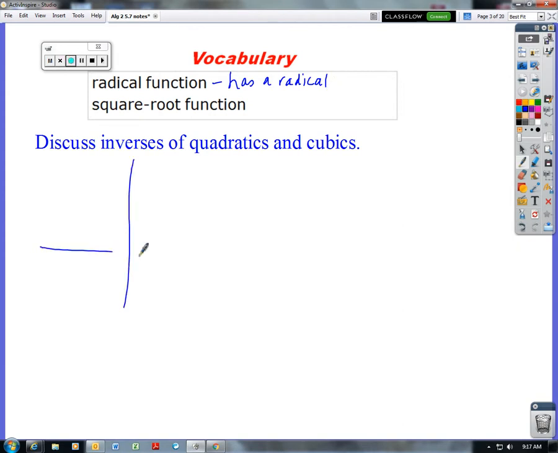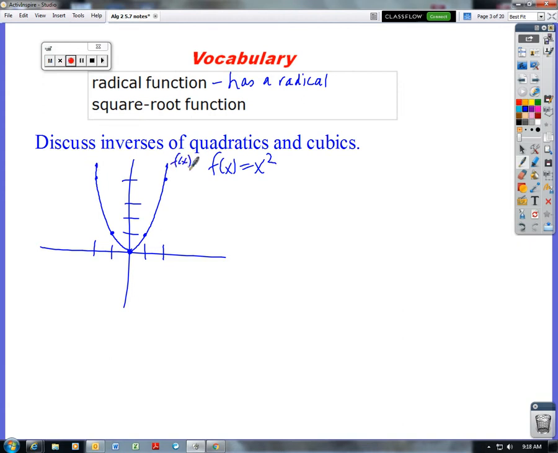So if I draw a quadratic, that's a squared. Let's do the parent function, which would be f of x equals x squared. And we know it passes through (0, 0), (1, 1), (2, 4), (-2, 4). And there's our quadratic parent function, f of x.